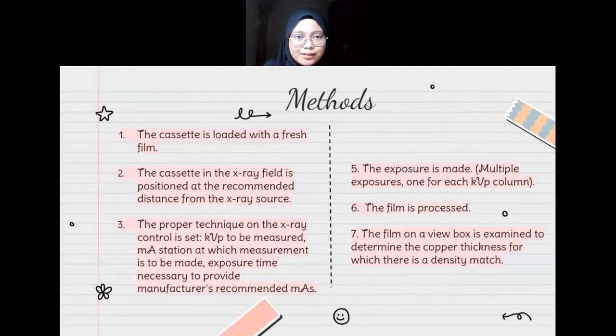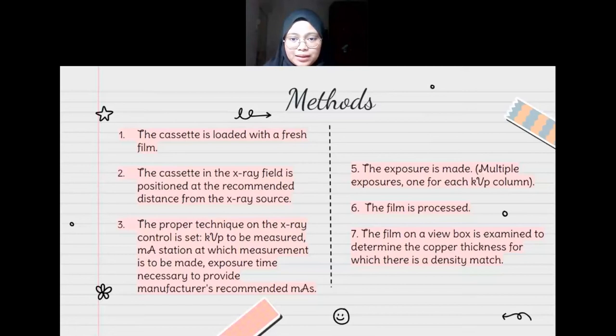First, the cassette is loaded with a fresh film. The cassette in the X-ray field is positioned at the recommended distance from the X-ray source. The proper technique on the X-ray control is set, which kVp to be measured, mA station at which measurement is to be made, the exposure time necessary to provide manufacturer's recommended mAs. The exposure is made, with multiple exposures, one for each kVp column.